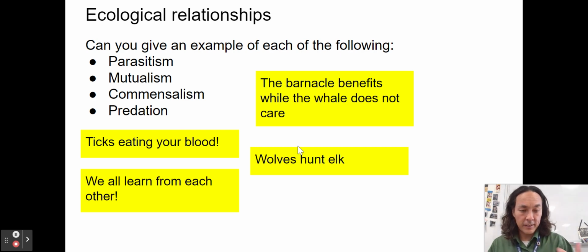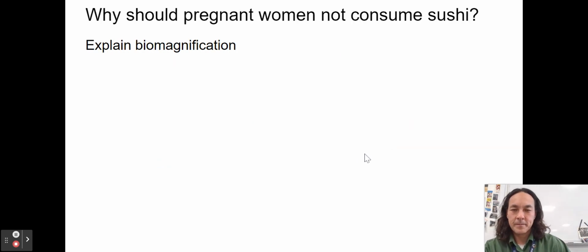And sometimes there can be predator-prey cycles, especially shown by the snowshoe hare and the lynx. Hopefully we'll get to that in class. And then we're all learning from each other. That's mutualistic, right? I learn from you all, and hopefully you learn from me.